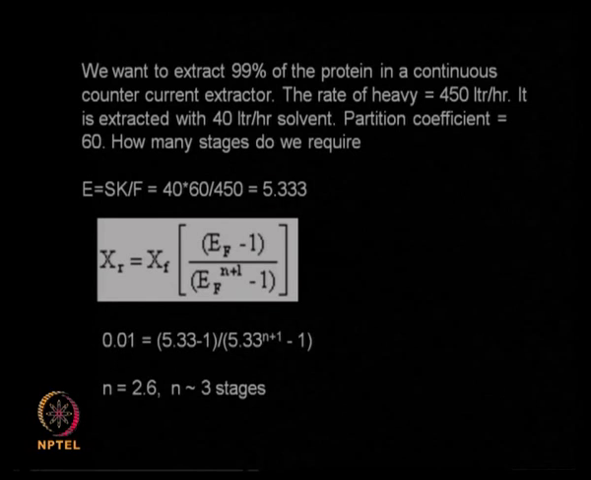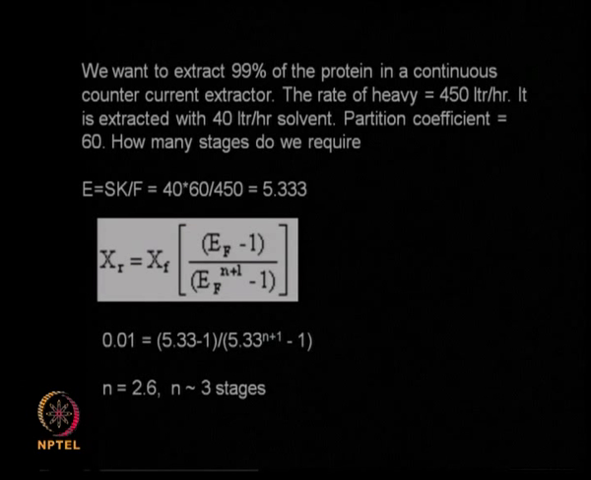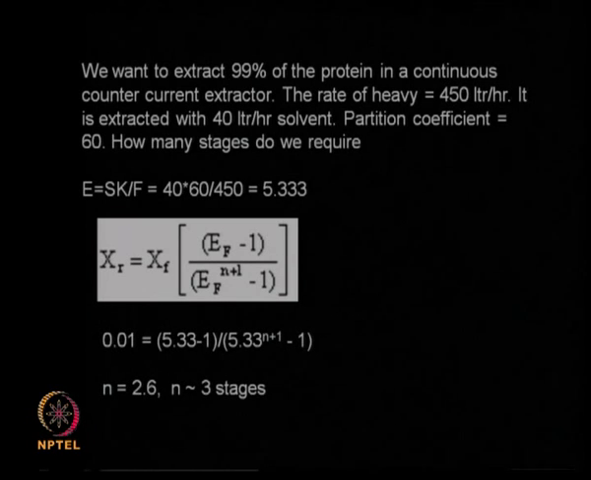That means if I want to extract 99% of my solute, using a solvent flow rate of 40 liters per hour and a heavy flow rate of 450 liters per hour, I need at least 3 stages. So the most important condition or the assumption here is the streams that are leaving each stage are in equilibrium. That is a very important assumption in all these types of design calculations actually. So with 3 stages I will be able to extract 99%, and the main advantage of the continuous flow system is the extraction can be performed in a continuous fashion.